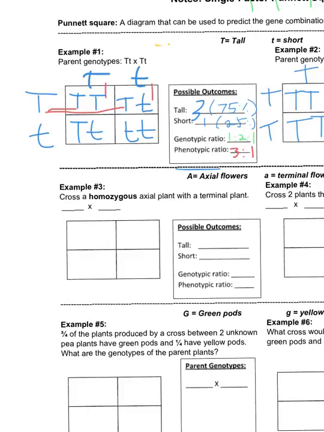Up here it tells you axial is the dominant trait. So homozygous axial means that you have to have 2 capital A's, because that's the dominant trait. So that's the first parent's genotype.